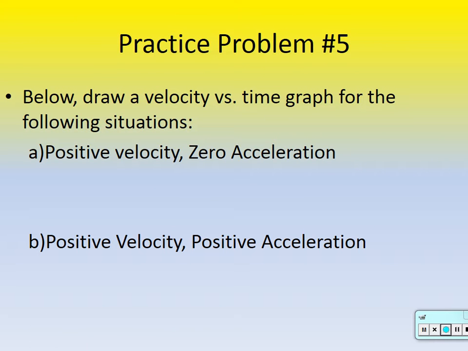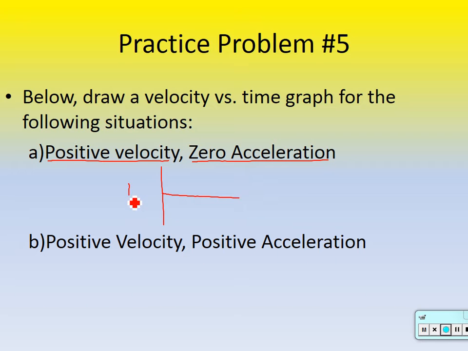Practice problem number 5. It says below, draw a velocity versus time graph for the following situations. A, positive velocity and 0 acceleration. So we've got positive velocity, that tells you the direction it's going, and 0 acceleration. So let's take a second and do that.